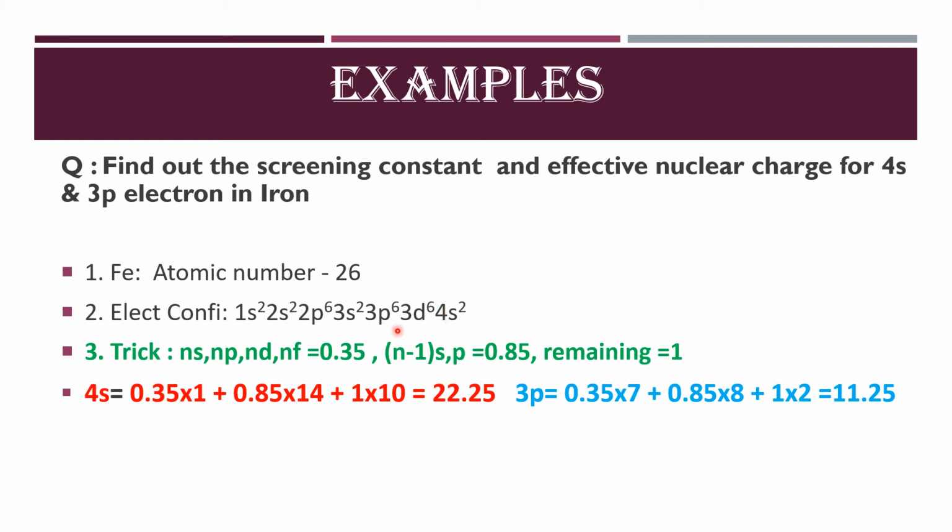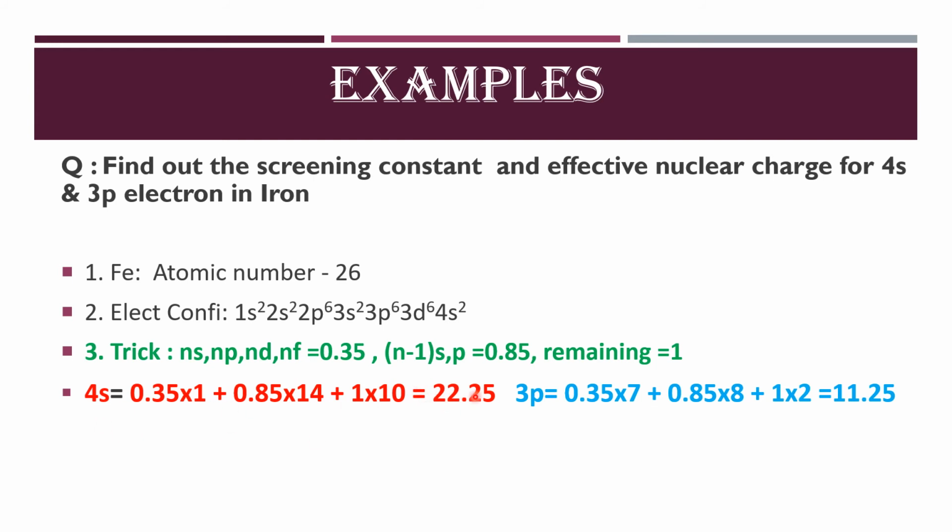So what all is there? How many electrons are there in the 3 shell? 6 plus 6 is 12, 12 plus 2 is 14. 14 electrons into 0.85, plus the remaining electrons. How many are there? 6 plus 2 is 8, plus 2 is 10. The remaining everything has the value 1. So 1 into 10, which gives the screening constant 22.25.